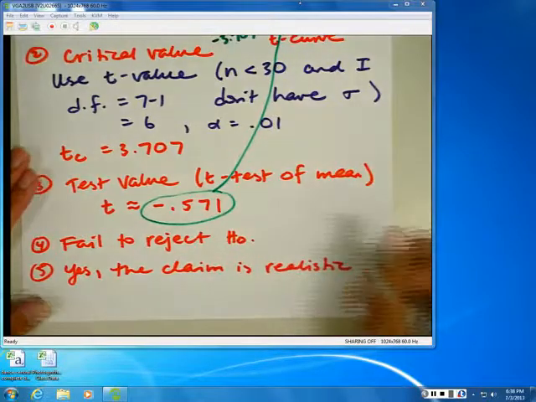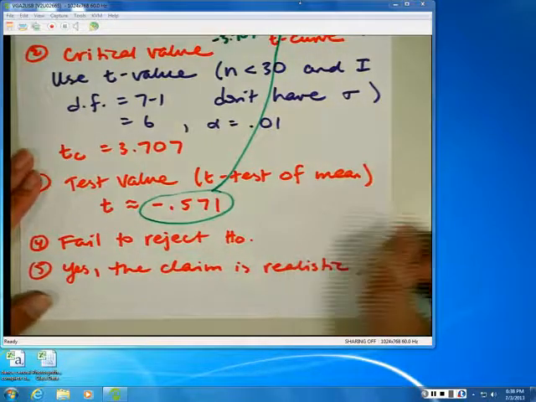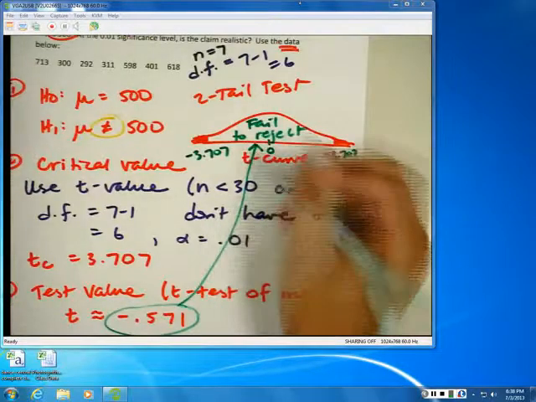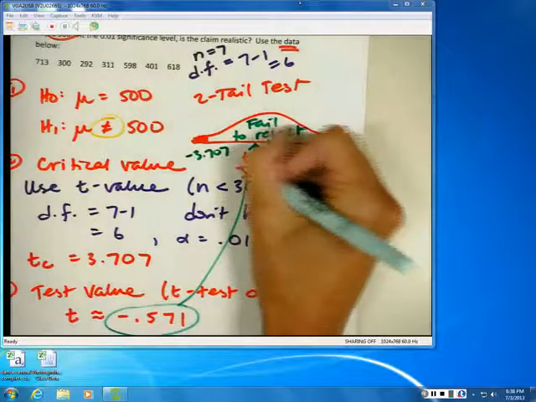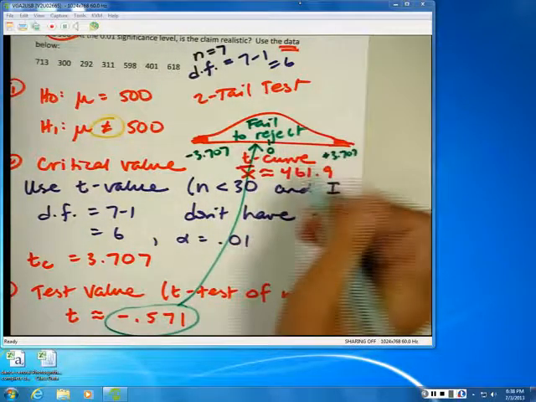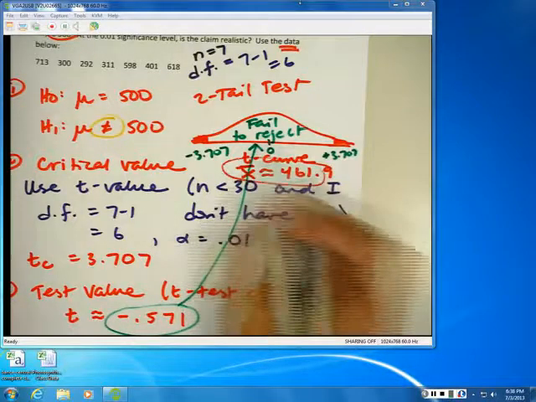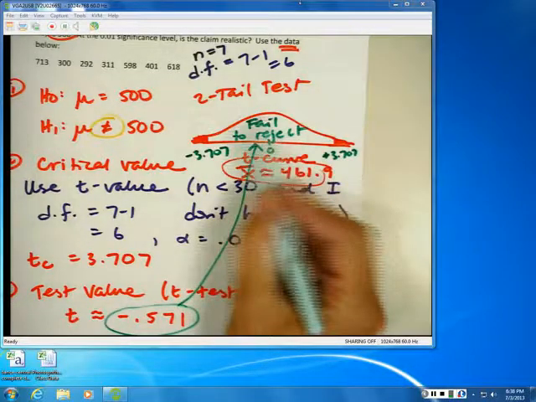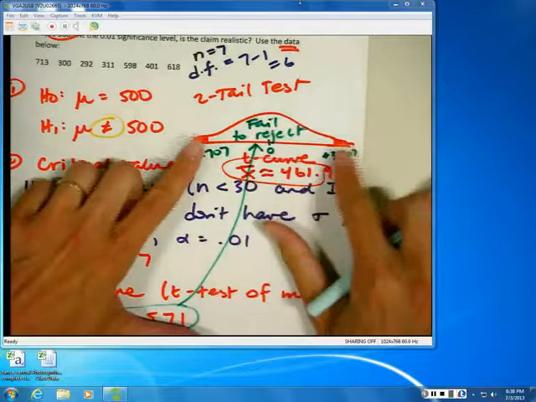Did I spell it right? Realistic. Yep, realistic. So again, I found that my sample mean, which is here, 461.9, is not significantly different. So I'm not significantly different in the middle. I am significantly different here.